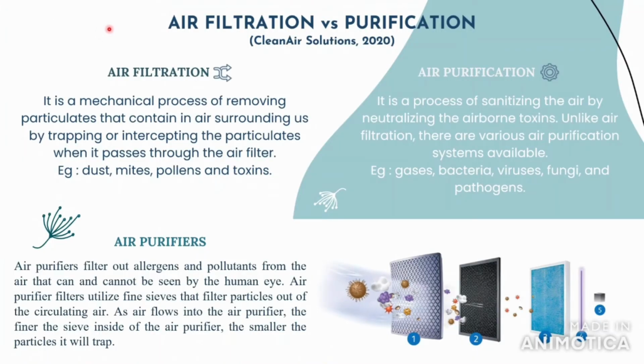So now let's go to the third part, which will be explaining the definition, or more the differences, of air filtration and air purification. Air filtration is a mechanical process of removing particulates, for example, dust, mites, pollen, and toxins that are contained in the air surrounding us by trapping or intercepting the particulates when they pass through the air filters. While air purification is a process of sanitizing the air by neutralizing the airborne toxins.